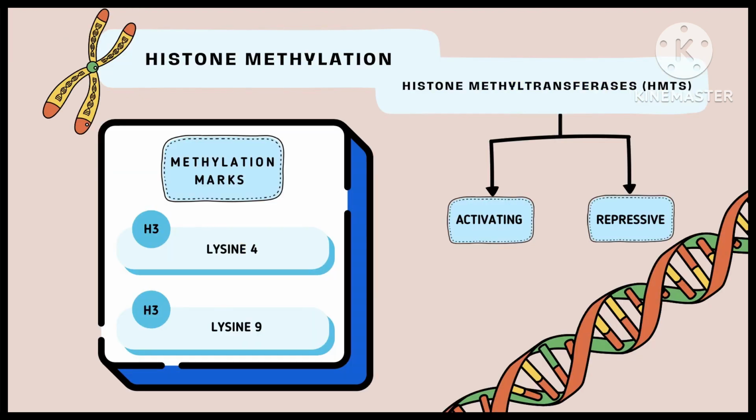Histone methylation. Histone methylation, mediated by histone methyltransferases (HMTs), can be either activating or repressive depending on the specific histone residue and the number of methyl groups. Certain methylation marks, like methylation of histone H3 at lysine 4, are often associated with active gene expression, while others, like methylation of histone H3 at lysine 9, are often associated with gene repression.